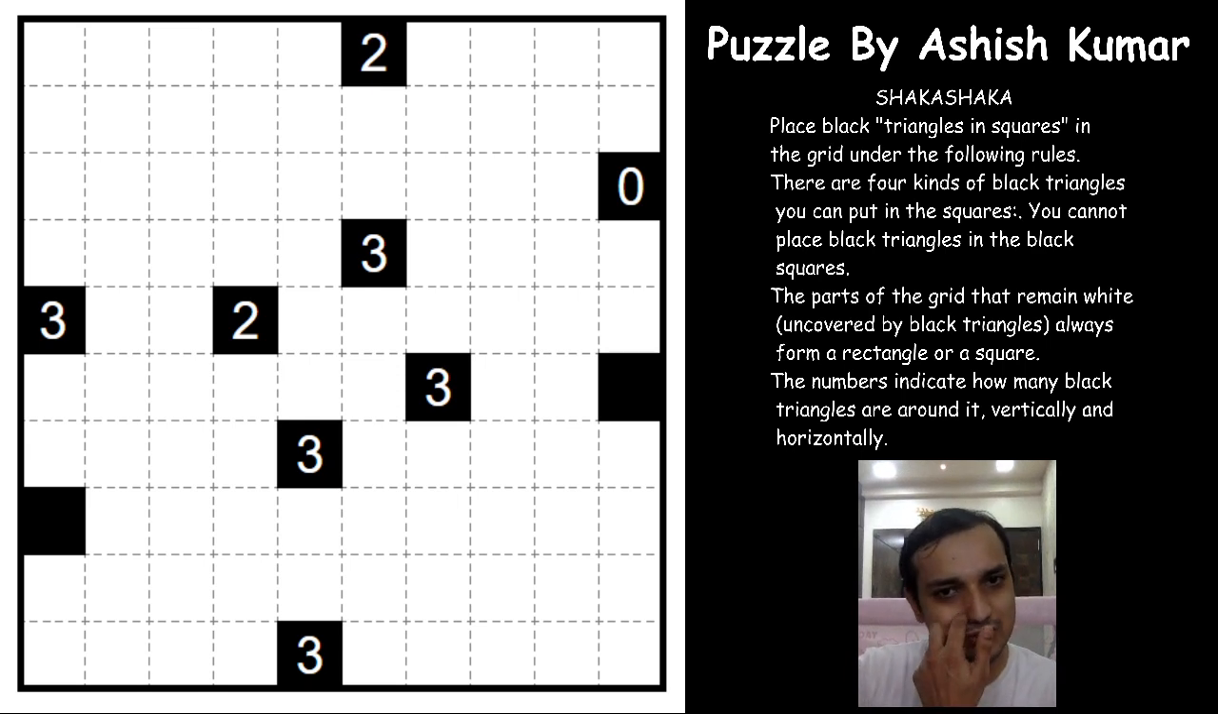Before going to the puzzle, let's see what the rules are. You have to shade some cells black, actually in the triangle form. Every cell has four possible ways to be shaded. One is this, other is this, third is this, and fourth is this, right? So you can shade a single cell with the four types actually. You have four possibilities of shading a cell, and the number indicates the number of triangles near to it.